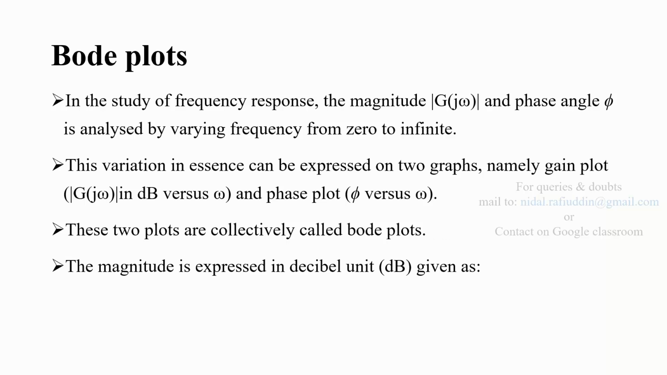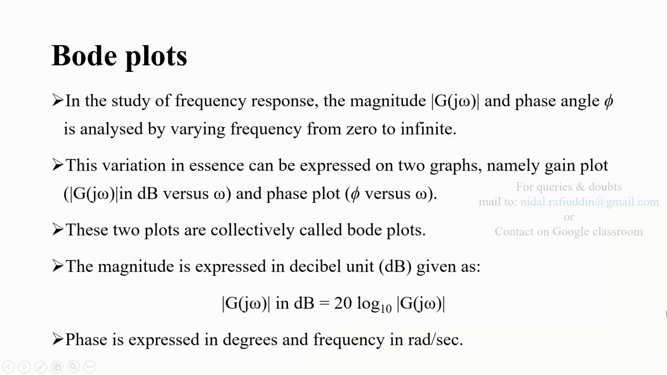The magnitude is expressed in decibels, given as magnitude of G(jω) in decibels equals 20 log to the base 10 of the magnitude of G(jω). So in order to find the magnitude in decibels, you will first compute the magnitude of G(jω), and then take 20 log to the base 10 of that magnitude in order to obtain the magnitude in terms of decibels. The phase is expressed in degrees and frequency in radians per second.